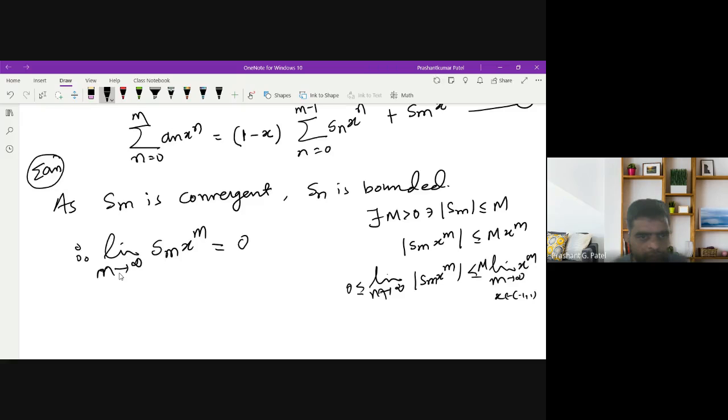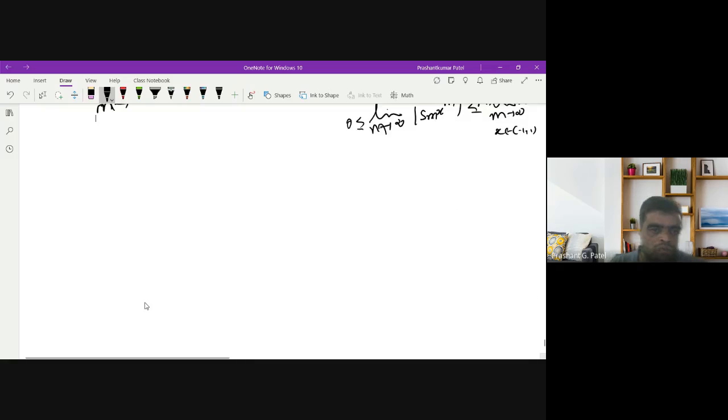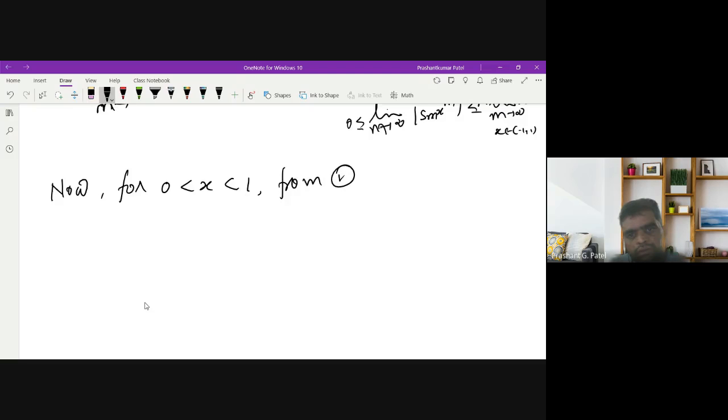So what we'll do is we'll take the limit on both sides of equation 1 as m tends to infinity. So now for 0 less than x less than 1, from equation 1 we get the limit of m tends to infinity, summation n running from 0 to m an x raised to n.